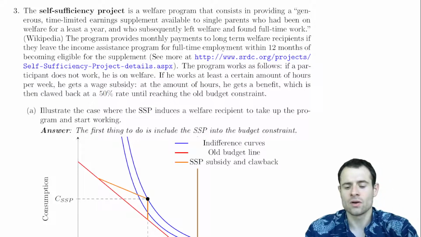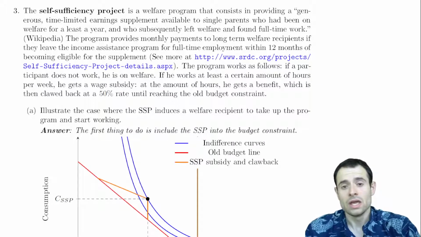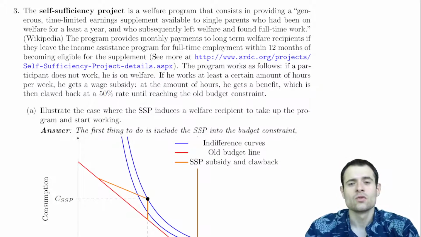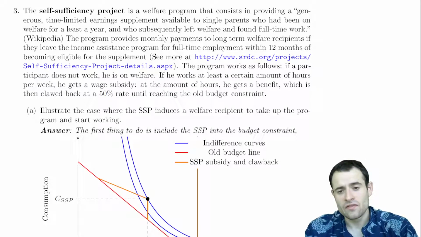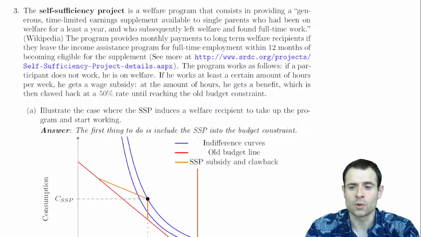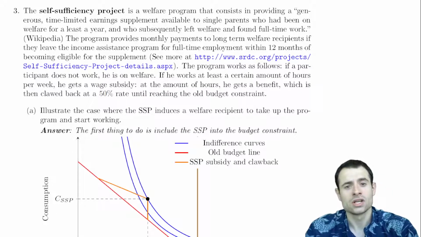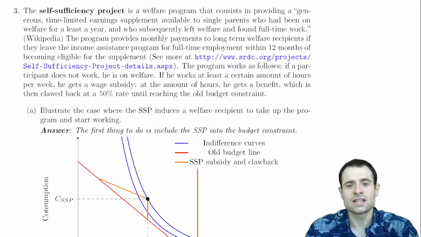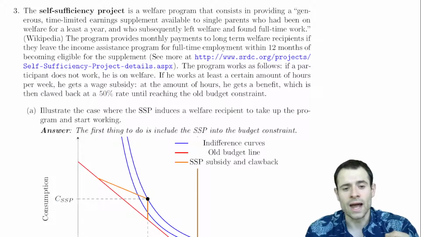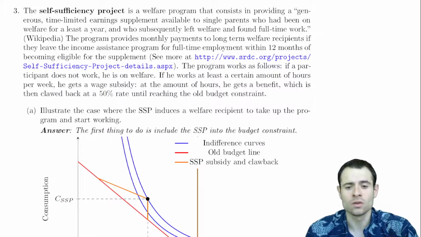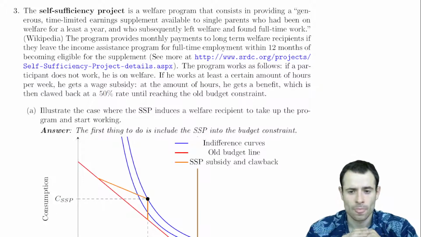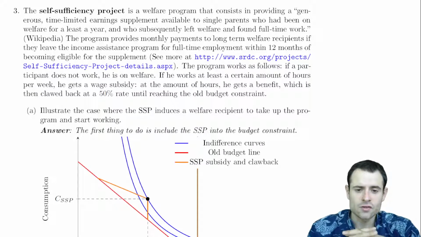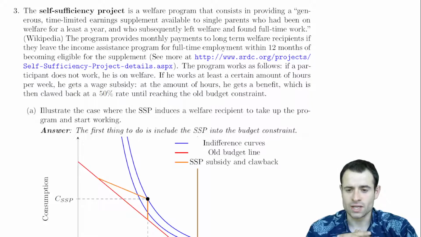So, here is the way the program works. If a participant does not work, he is receiving welfare benefits. If he works at least a certain amount of hours per week, then he gets a wage subsidy. At that amount of hours, he gets a benefit, which is then clawed back at a 50% rate until reaching the old budget constraint. So let's go over the case where the self-sufficiency program induces a welfare recipient to take up the program and start working.